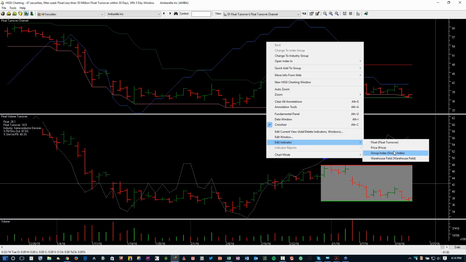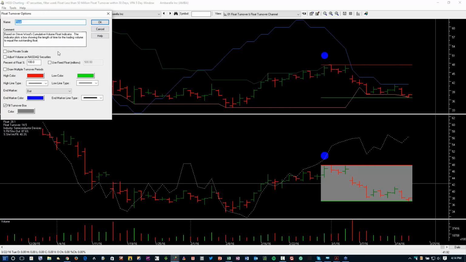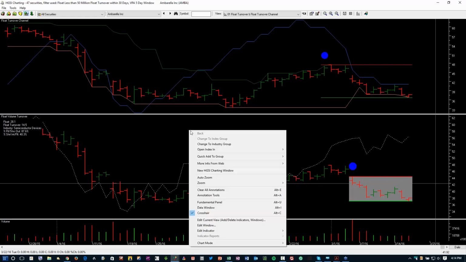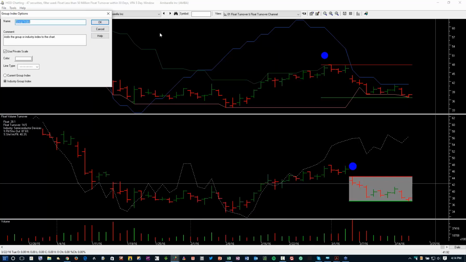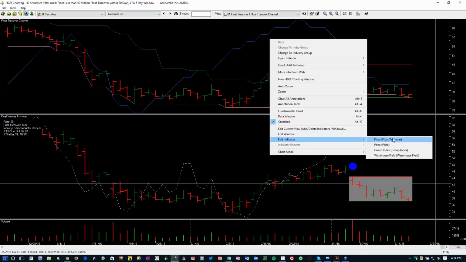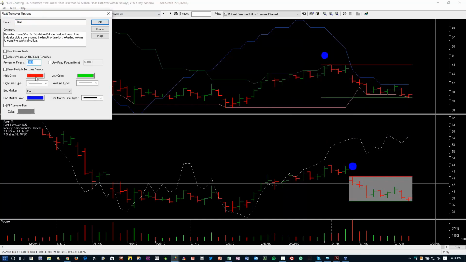Let's see, float turnover. You can see that it's at 100% of the float, but if I put this on 50, watch how this box gets a lot smaller. That would mean that only 50% of the float would have to turn over. Let me go back and put it back on the default. Oops, sorry about that. Go back to 100.